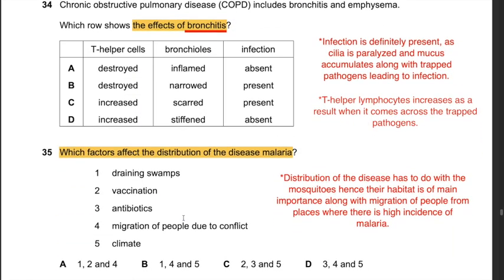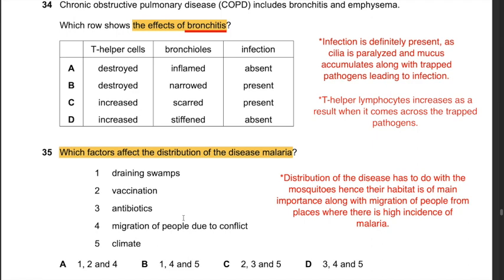Question 34. Chronic obstructive pulmonary disease includes bronchitis and emphysema. Which row shows the effects of bronchitis? Now I have underlined which condition they are looking at. They are looking at bronchitis. Therefore, infection is definitely present, as the cilia would be paralyzed, and when cilia are paralyzed, the mucus accumulates along with trapped pathogens, leading to infection. Hence, we have to consider between the answer being B or C.